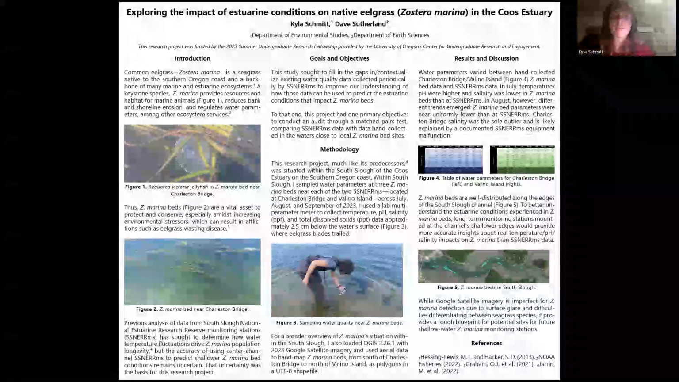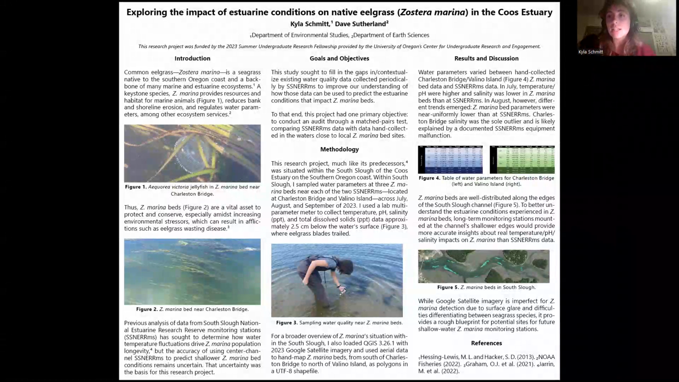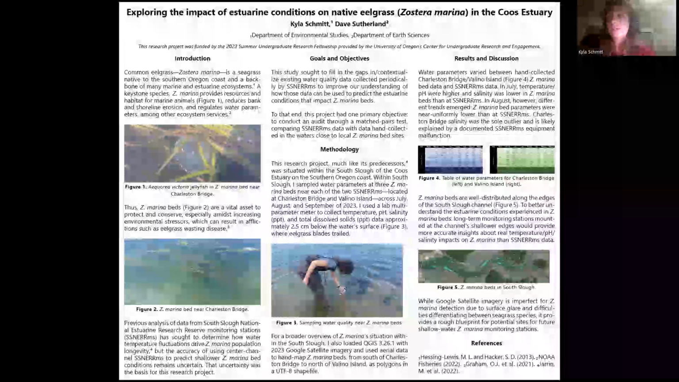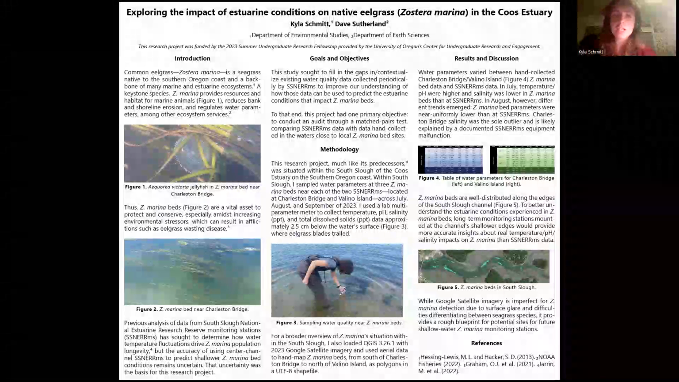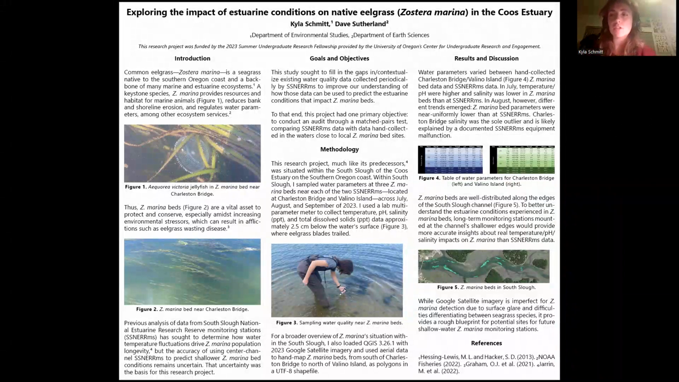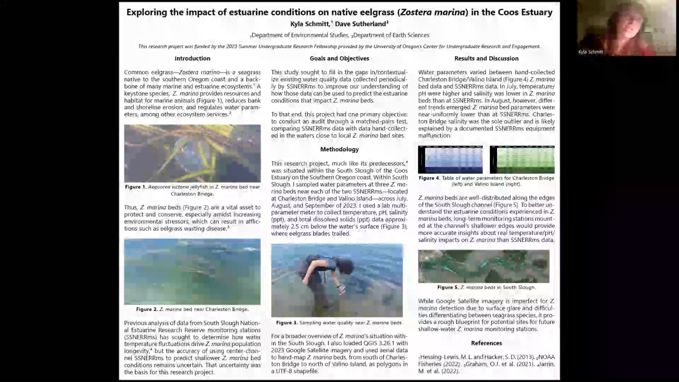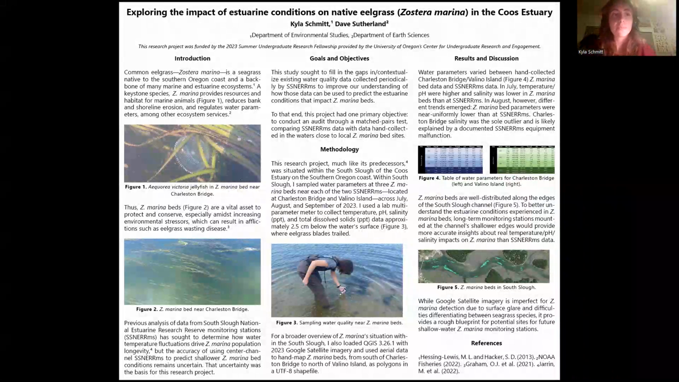So to start off, why do we care about eelgrass? Well, it's a keystone species, and more specifically, it's an ecosystem engineer. So it creates habitat, it creates foraging grounds, it prevents erosion, it regulates water parameters, it provides a whole bunch of useful ecosystem services here in the Coos Estuary and elsewhere across the coasts of Western North America and beyond.